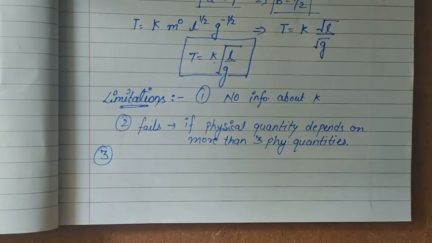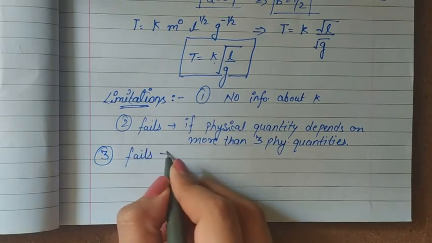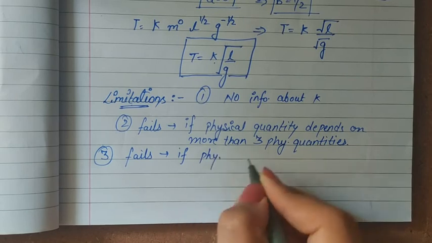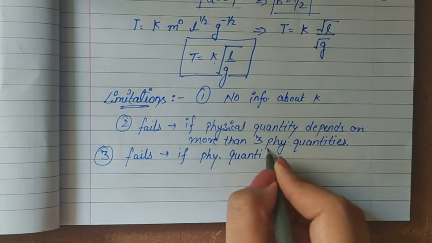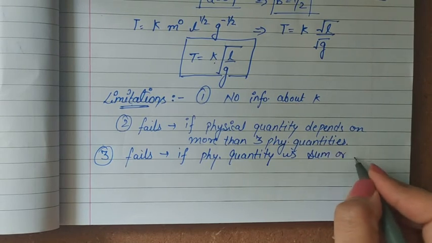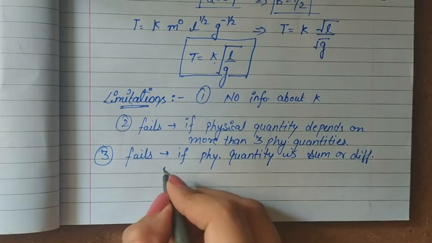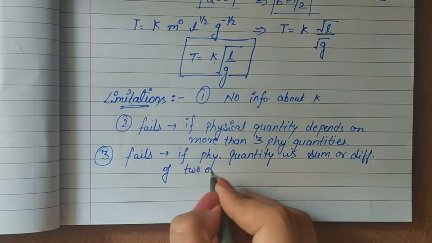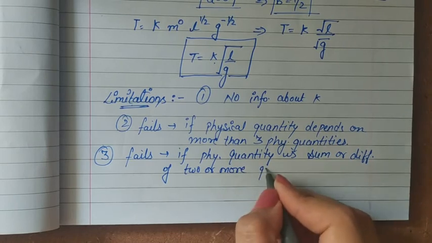Okay, next limitation is that it fails when a physical quantity is the sum or difference of 2 or more quantities, right? So it also doesn't work when a physical quantity is the sum or difference of 2 or more quantities. Either sum or difference, in both cases, if it is a sum or difference of 2 or more quantities, then it fails.